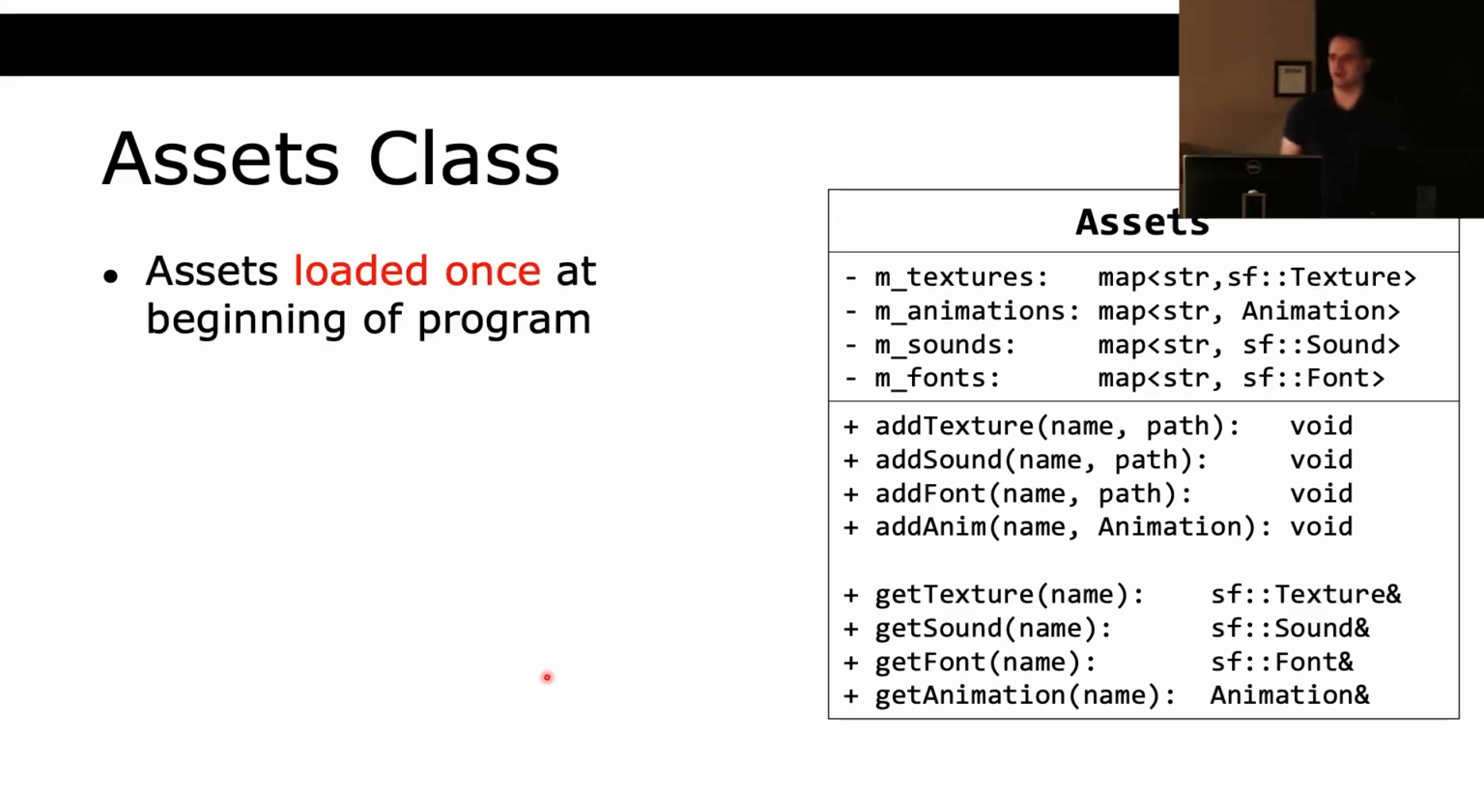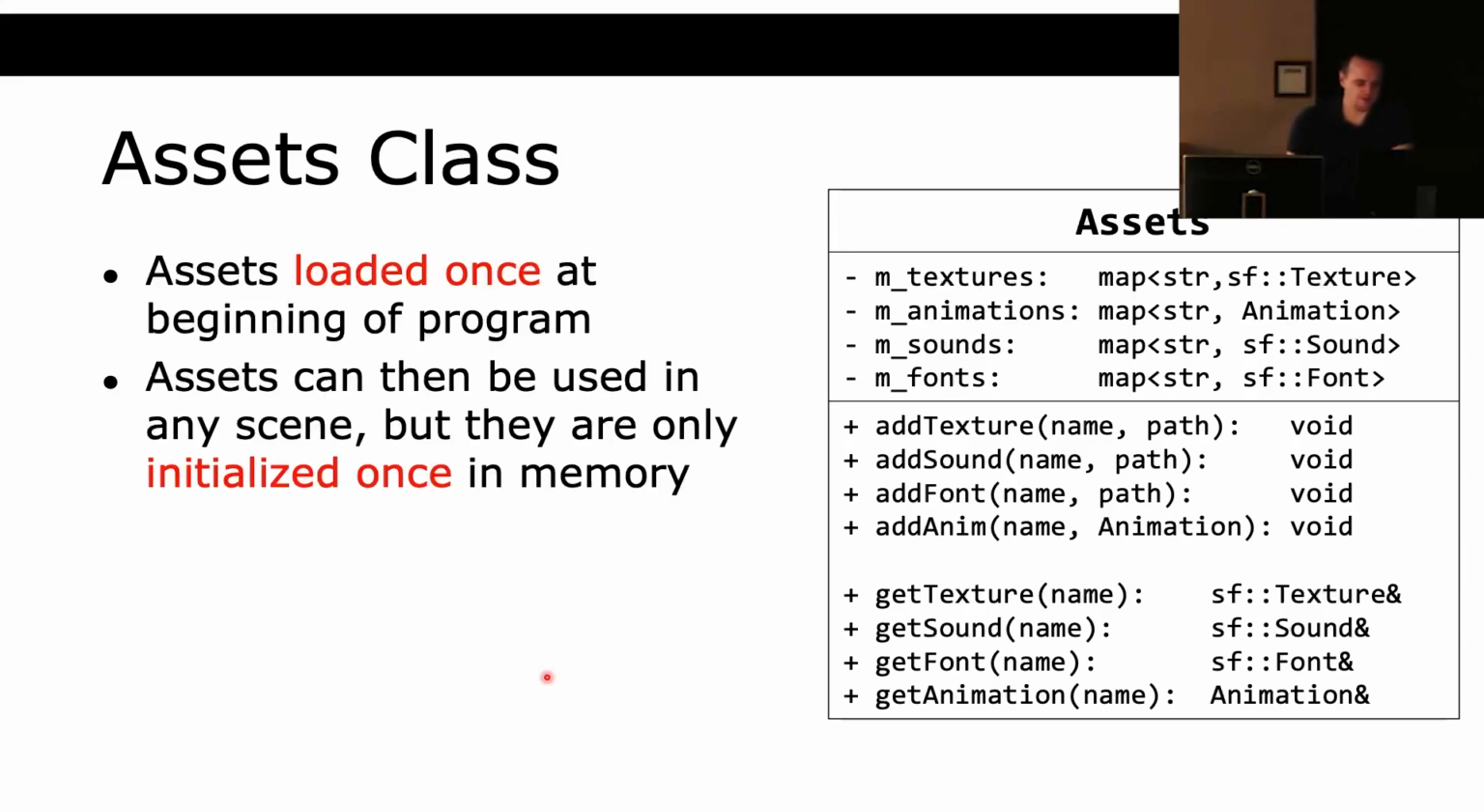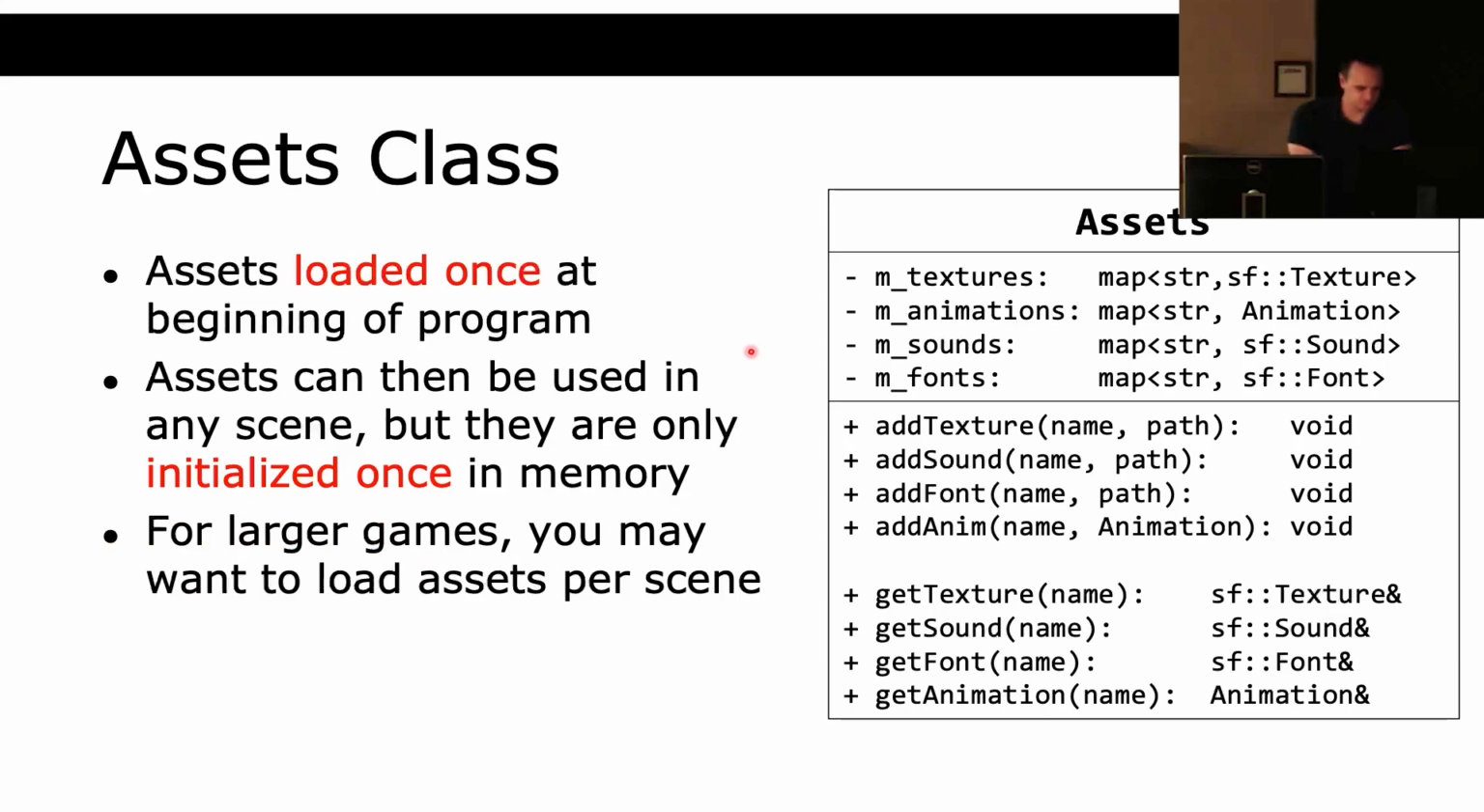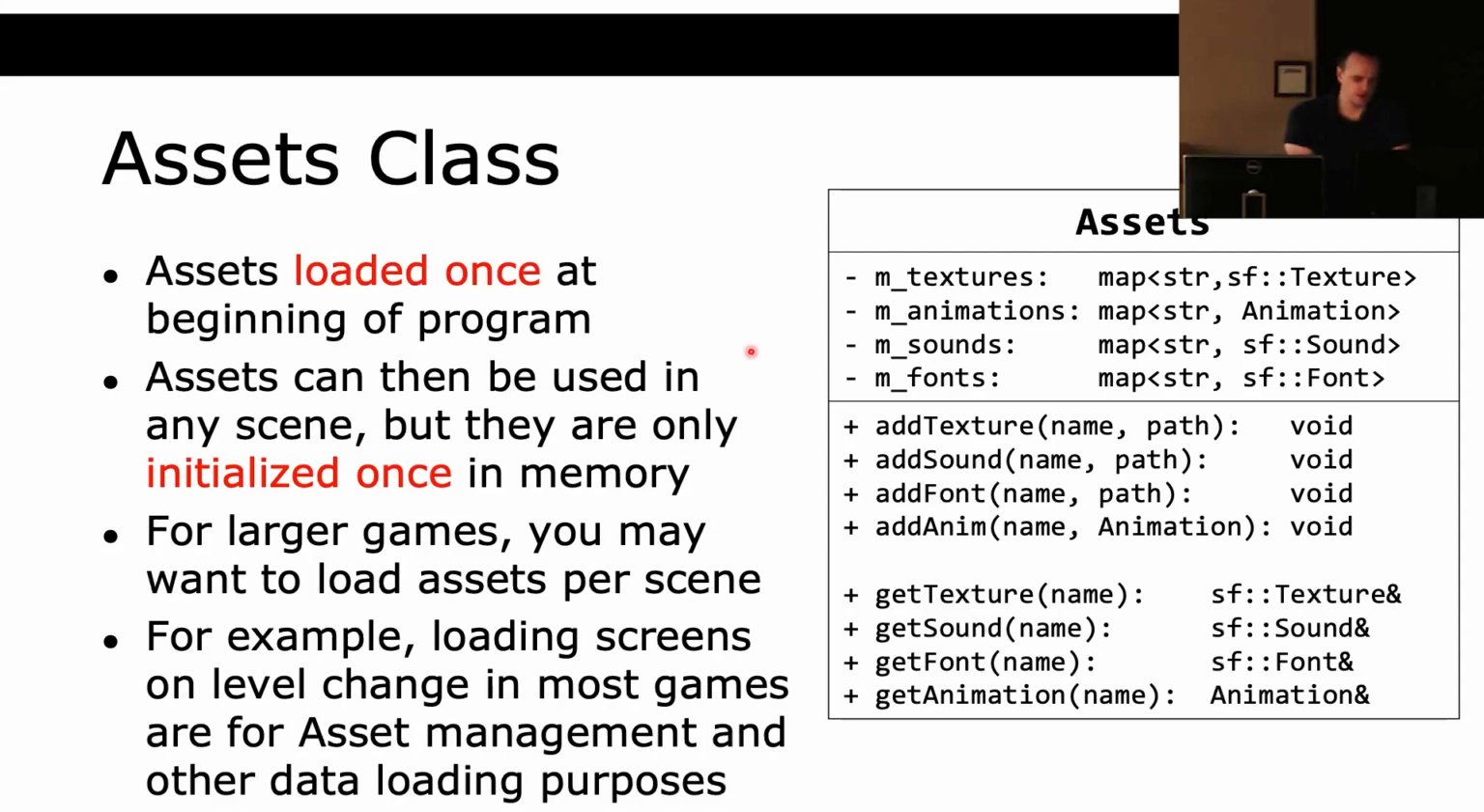And the important part here, again, is that they're loaded just once at the beginning of the program. And assets can be used in any scene, but are only initialized once in memory. If I'm saying it 3 or 4 times, it must be pretty important. For larger games, like I said, you may want to load assets per scene, but we're not going to do that. A lot of games have, especially on older systems, I walk from the inside of the castle to outside the castle. There's a 2-second loading time because it couldn't store all the textures in the game, so it loads the things it knows it's going to need for that scene, and then does something else.